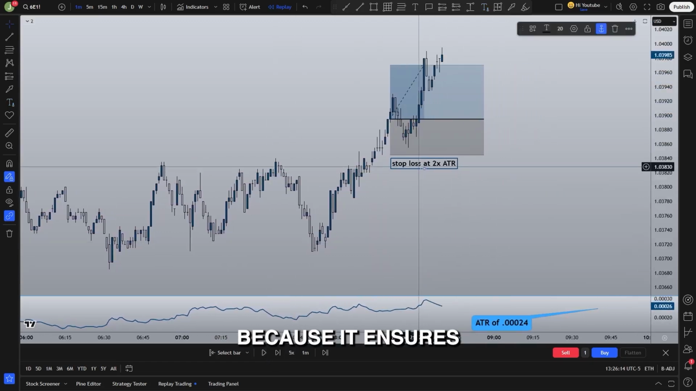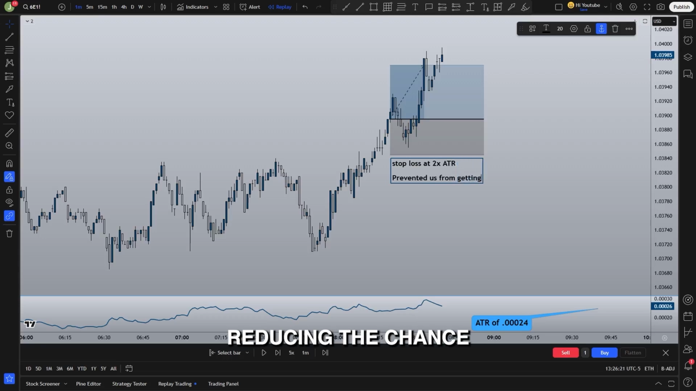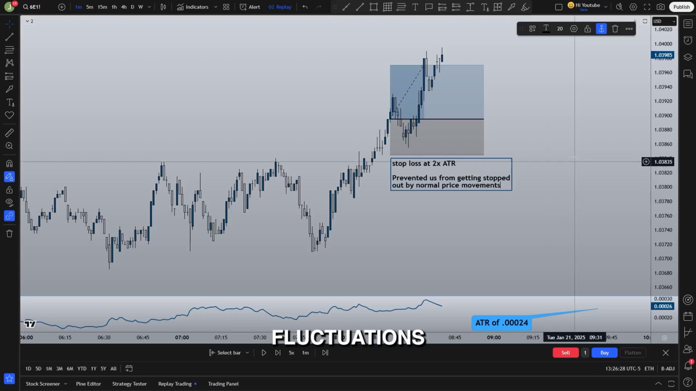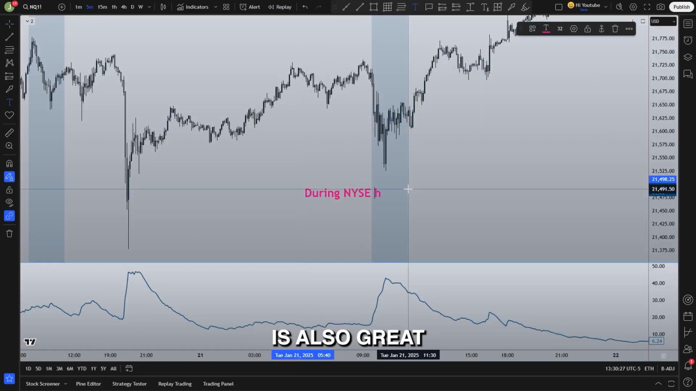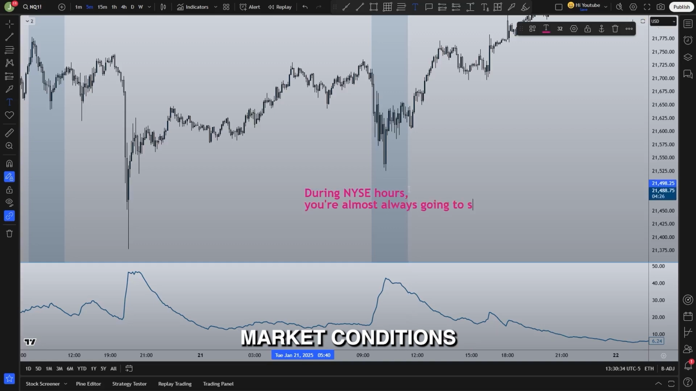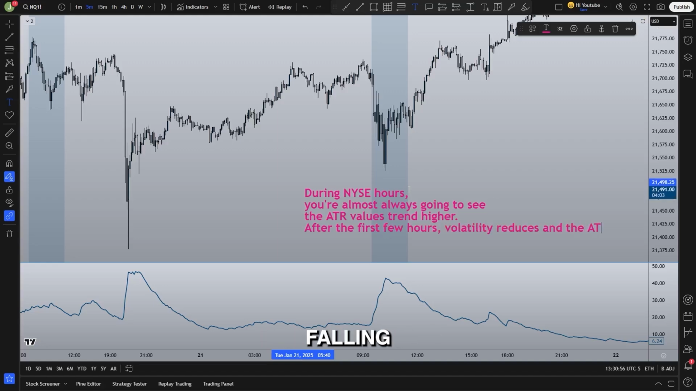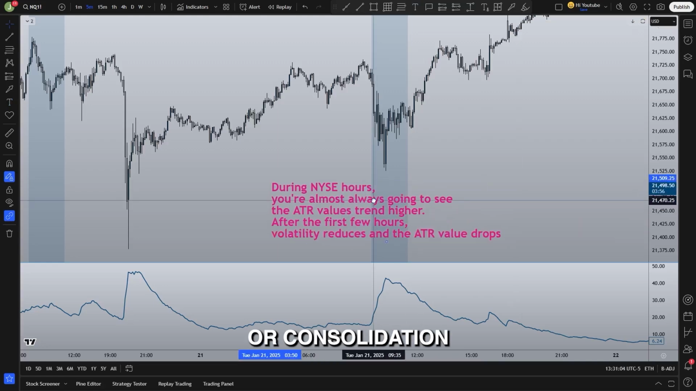Why? Because it ensures your stop loss accounts for the average price movement, reducing the chance of getting stopped out by normal fluctuations. This visualization is also great for gauging overall market conditions. If you see the ATR line trending higher over several periods, it's a sign that the market is heating up. On the flip side, if the ATR is falling, the market may be entering a quiet phase or consolidation.